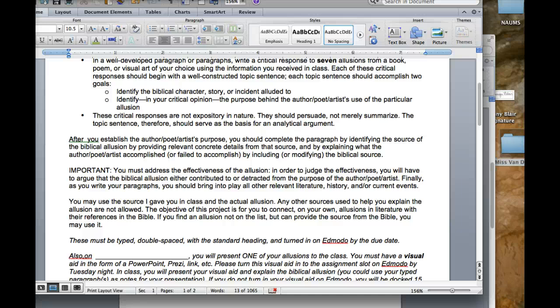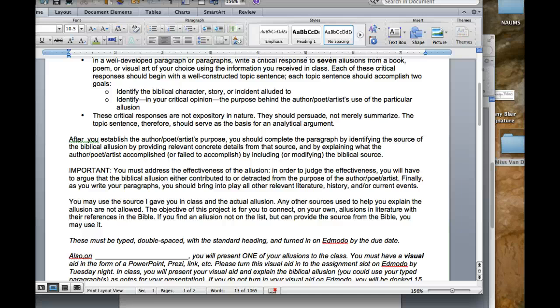So please remember to address the effectiveness of the allusion. In order to judge the effectiveness, you will have to argue that the biblical allusion either contributed to or detracted from the purpose of the author, poet, artist. Basically, you're going to have to know what the purpose of the original piece is that you're looking at, and also the purpose of the biblical story or character or idea. So you'll have to know both of those side by side and see how they relate together. You might find an allusion that totally does not work to serve the author's purpose, and that's what you would talk about.